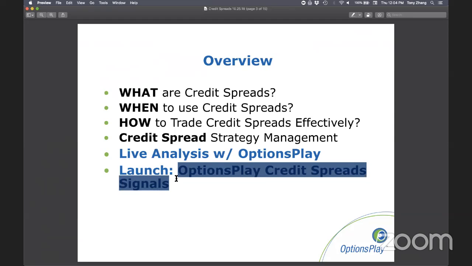So what we've decided to do is really spend some time to figure out what are the best signals for credit spreads, and more importantly, what are the optimal credit spreads to trade off of those signals. So what we've done is we've automated all of that work into a single service that you can subscribe to and just get the signals for which stocks and which credit spreads to sell.